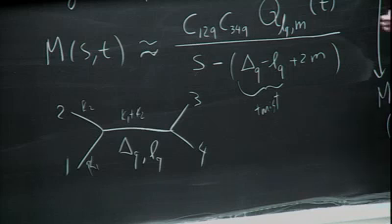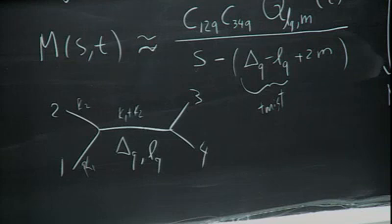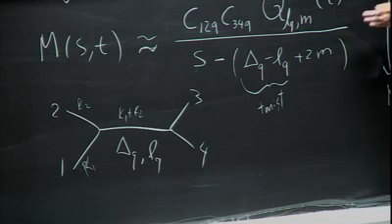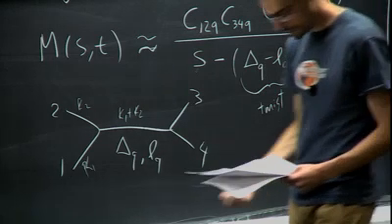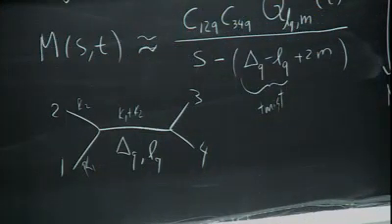And moreover, the residue scales as t, the Mandelstam, to the spin, which is also what you see when you have a scattering amplitude, when you exchange a particle of spin L. This would be in scattering amplitude, this would be like the Legendre polynomial of the scattering angle. Any question about this?